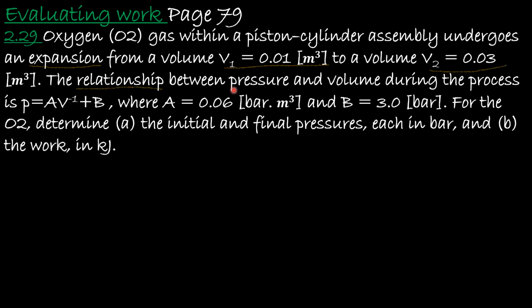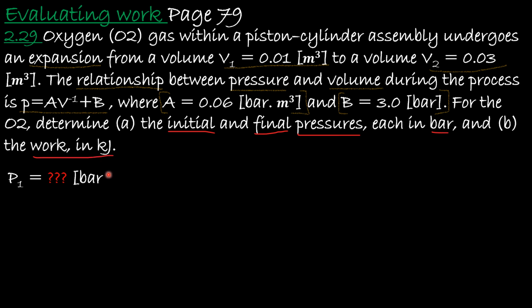The relationship between pressure and volume during the process is pressure is equal to A v to the power minus 1 plus B, where A is a constant equal to 0.06 bar times meter cube, and B is equal to 3 bar. For the oxygen, determine the initial and final pressures, each in bar, and the work in kilojoules.